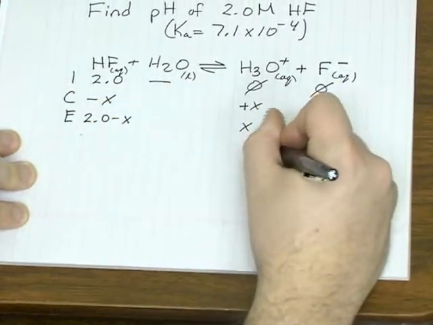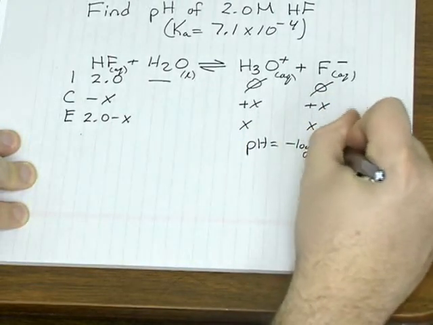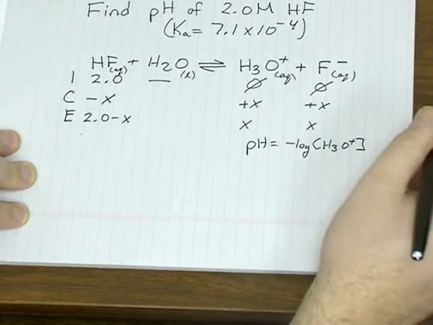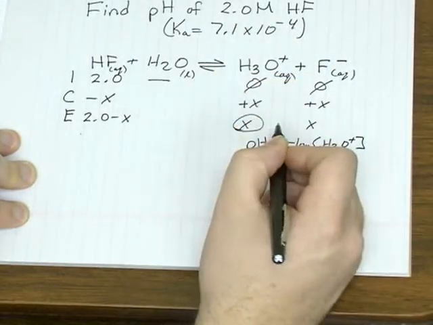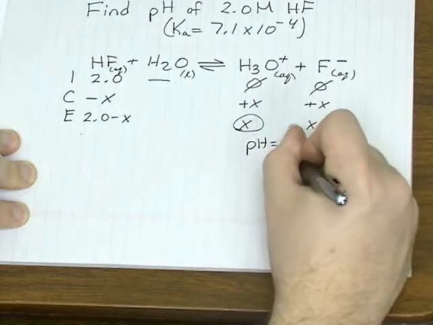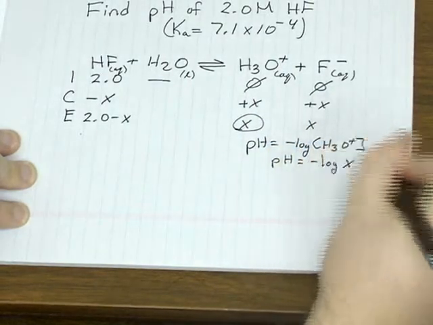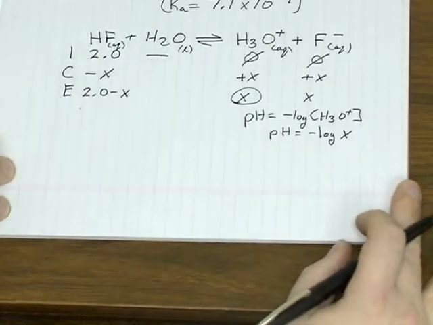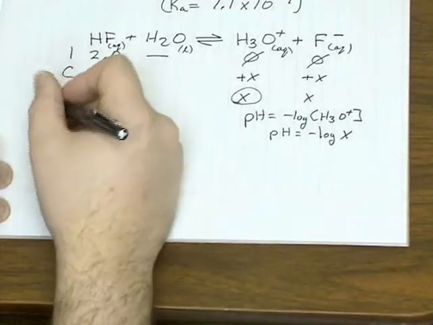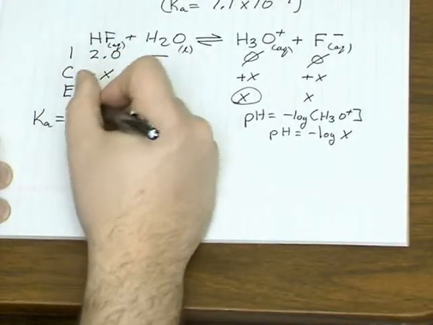So remember, pH is equal to the negative log of the hydronium concentration. And hydronium concentration is going to be whatever X ends up being. So if we can find X, we can find the pH. And again, to do that, we can just use the ice method.